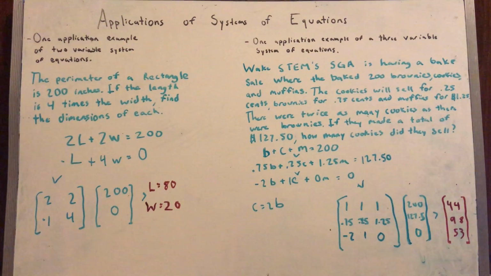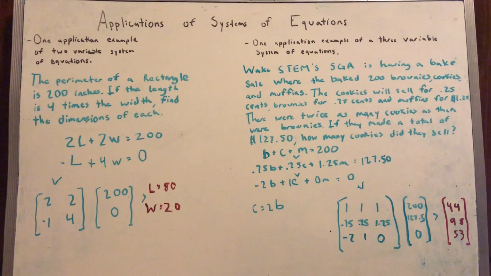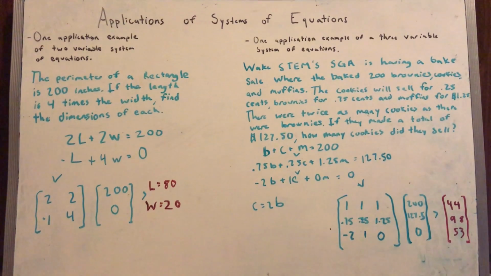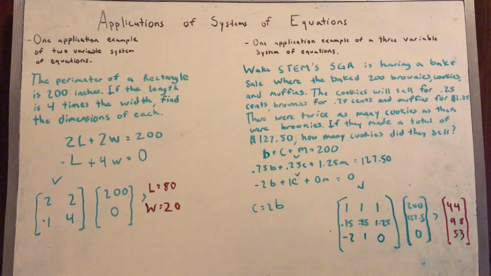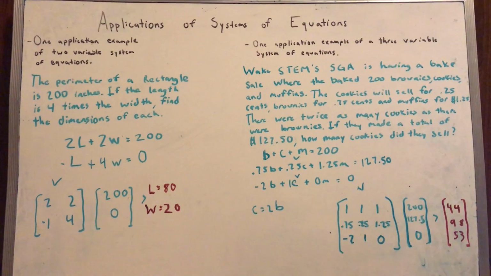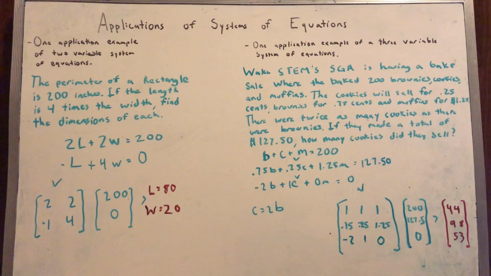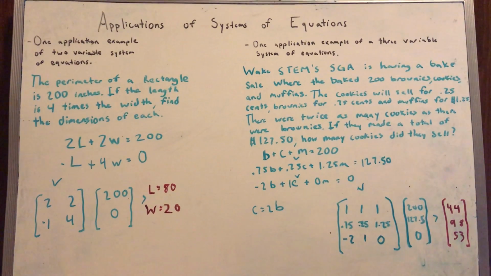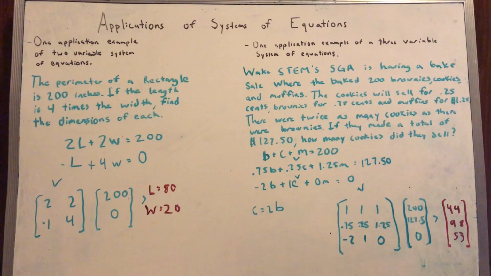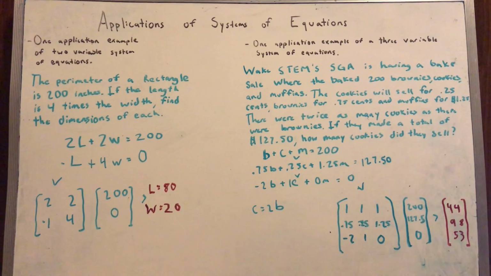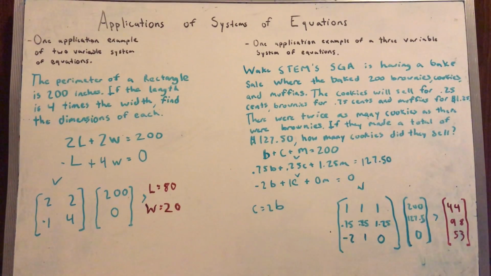1, 1, 1 from the B plus C plus M. And then you get 0.75, 0.25, 1.25 as how much it costs for each type of product that is being sold. We then get negative 2, 1, and 0 at the bottom. And then we get another array, which is 200, 127.5, and 0, which are our answers that were given to us. Then when plugged into the calculator, you get 44, 98, and 53, and that's how you get your answers.